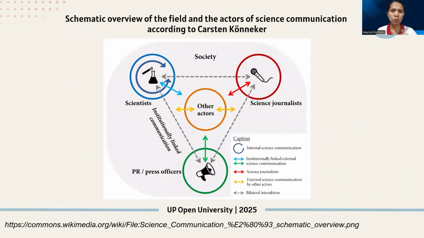We have the science journalist, we have the scientist, and we have the press relations or press officers and the other actors. In this schematic overview, you can see the information from the scientist, the science journalist is going to write it, and then the press officers are going to broadcast it and bring it to society, the beneficiaries of this information, so that the goal of contributing to nation building would be achieved, and people will benefit from this information.